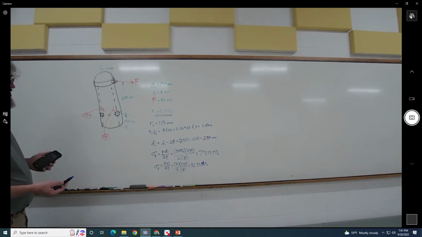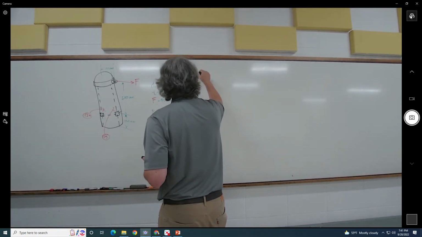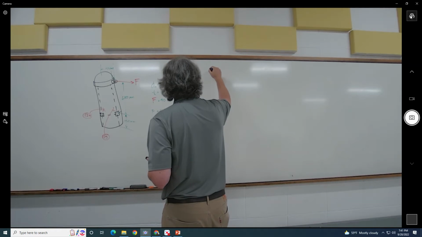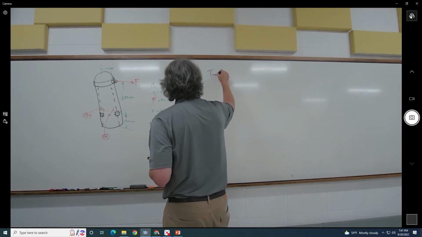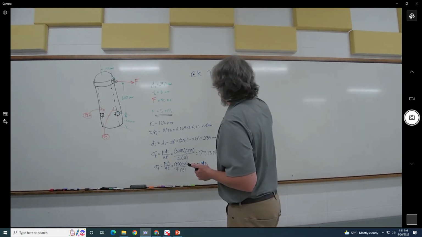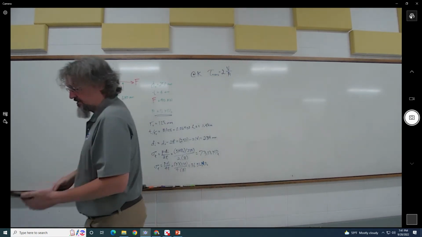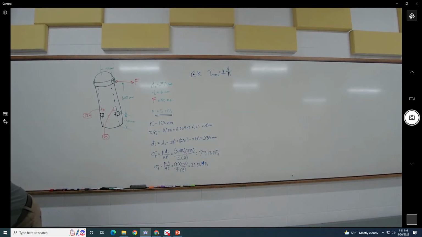Now I have to look at the other kinds of stress that we could possibly have. So at K, we're going to have transverse shear. And this is a hollow cylinder, so we can look this up, it's 2 over A. I've only looked this up 1,000 times.